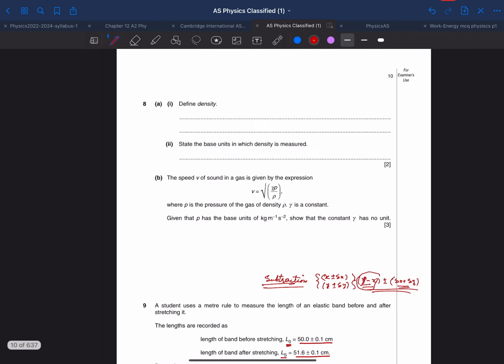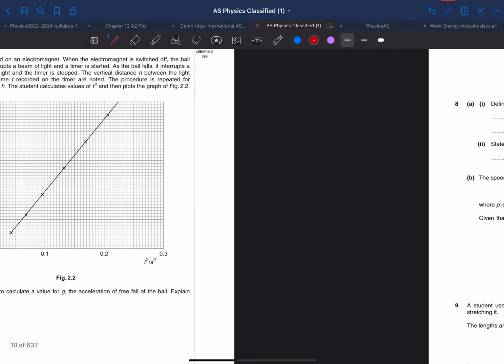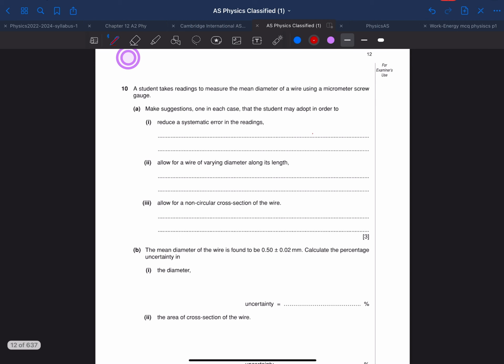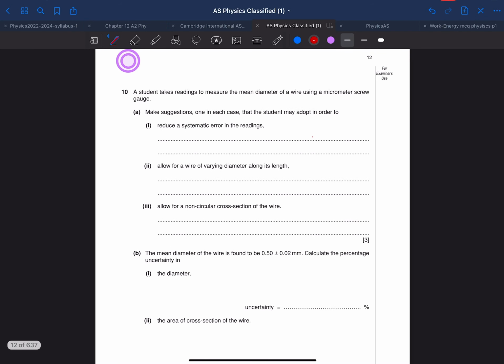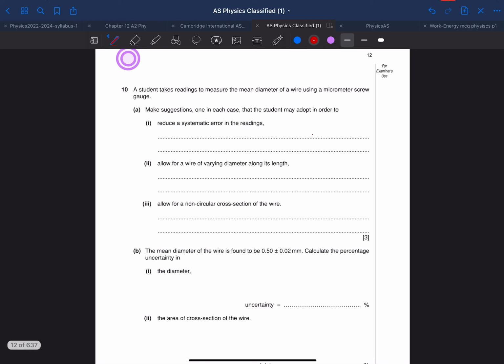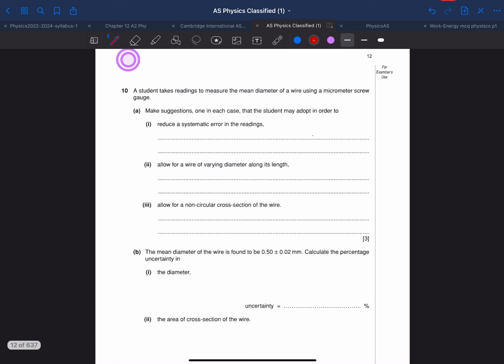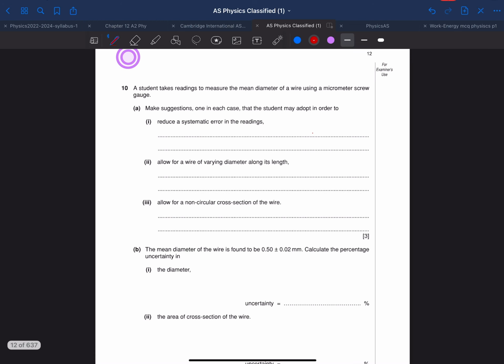Then here we have another question, and this question is again about the situation which we have discussed. A student takes readings to measure the mean diameter of a wire using a micrometer screw gauge. So this is what we have here. The question is to make suggestions, one in each case, that the student may adopt in order to reduce a systematic error in the reading.